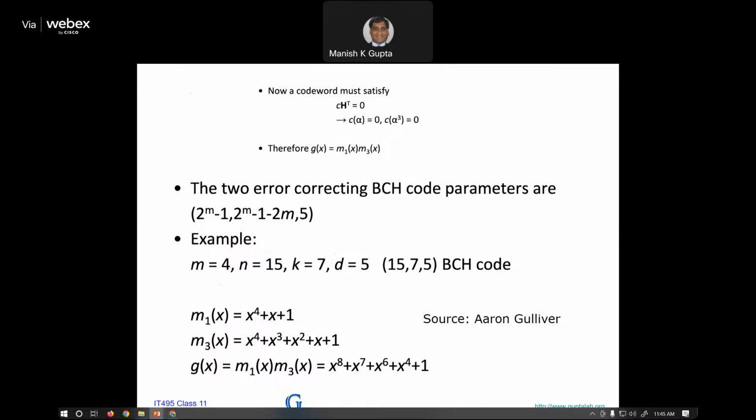You can keep on extending this. If you want 3 error correcting, there will be 3 times m. For t error correcting, there will be t times m, right? So you can keep on extending. I just gave you a very basic idea about BCH code.